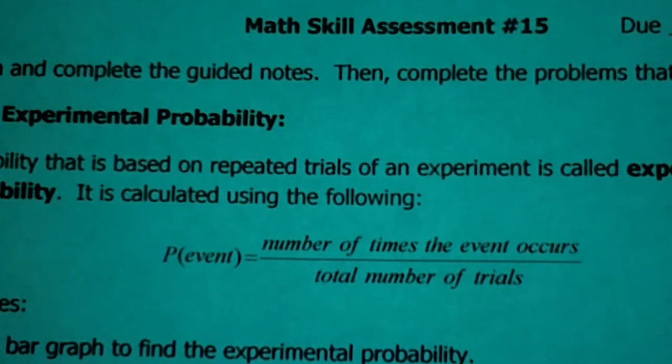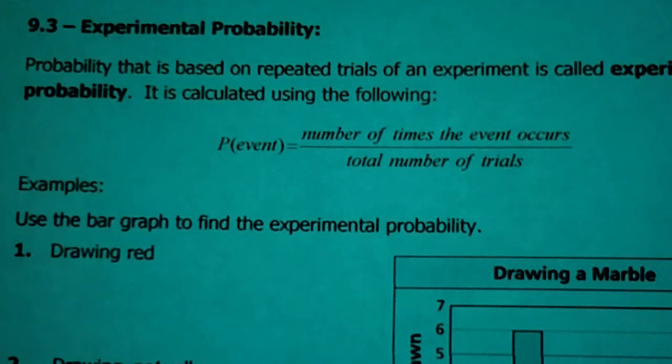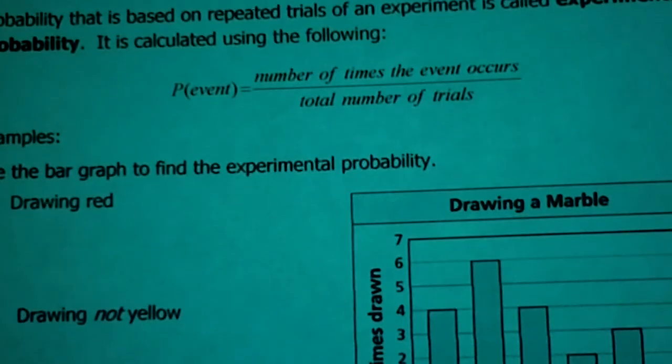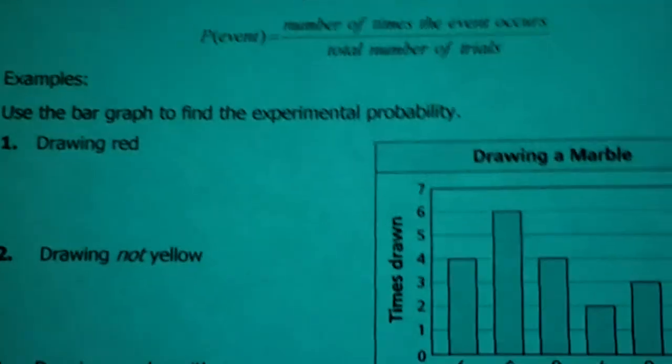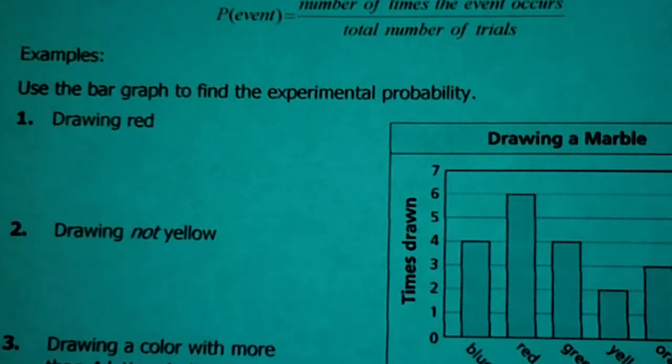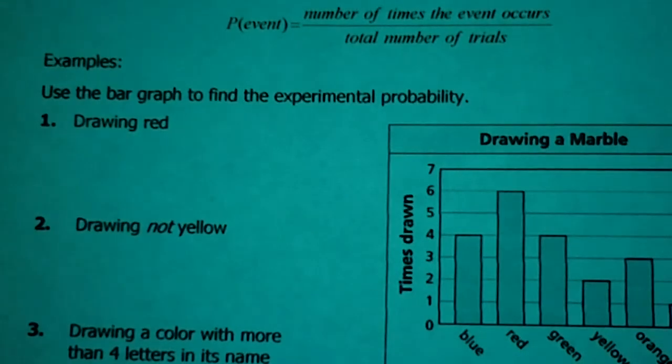So we're just going to move right into the examples here. And I have a little bar graph for you to look at. It says use a bar graph to find the experimental probability. And we have drawing a marble. So there are a whole bunch of marbles in a bag. Doesn't that sound like a fun game? So we collected some data on that. And we have blue, red, green, yellow, orange, and purple marbles that are all in here. And this tells us how many times the color was drawn.